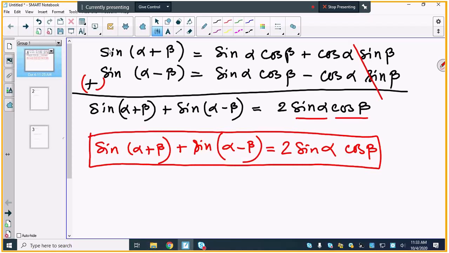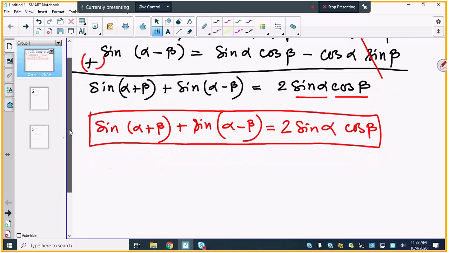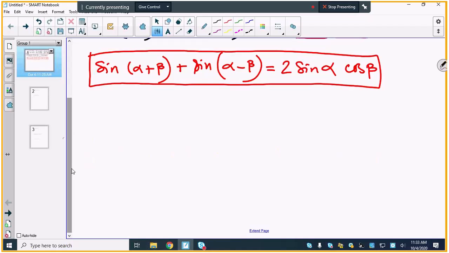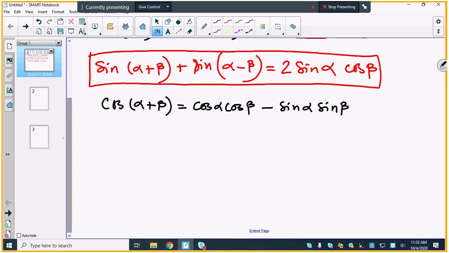As you can imagine, I will now like to do the same thing for my cosine sum and cosine difference formulas. So let's try to go there. Think about the cosine formulas. First, think about cosine of alpha plus beta. That is going to be cosine alpha cosine beta minus sine alpha sine beta, and then I do cosine of alpha minus beta, which is going to be cosine alpha cosine beta plus sine alpha sine beta.